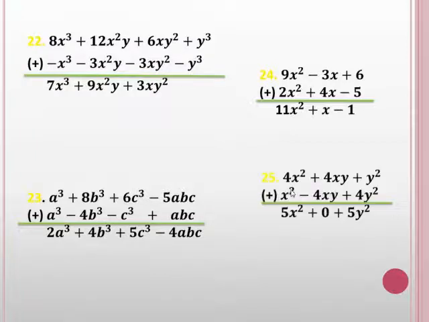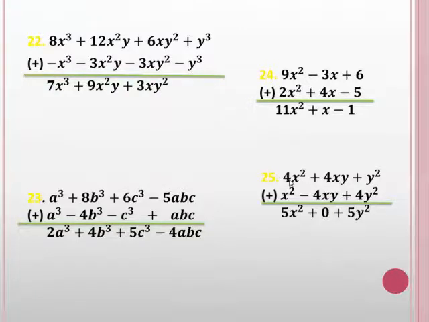Question number 25 has 4x square plus 4xy plus y square, and x square minus 4xy plus y square. Now we add y square and plus y square, which means 1y square plus 1y square is 2y square. Now students, here both are like terms and both have the same coefficient, which is 4, but they have the opposite sign. So in addition, like terms which have the opposite sign cancel each other and the answer we get is 0. So here we write 0 to help you understand.